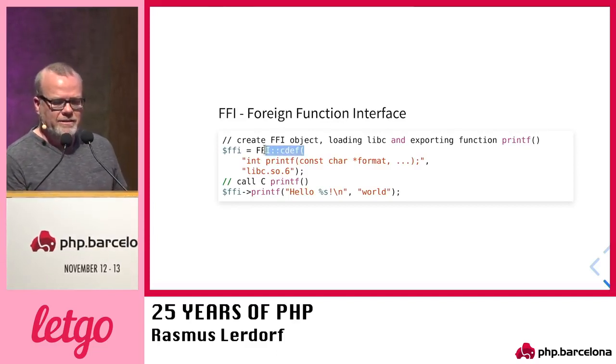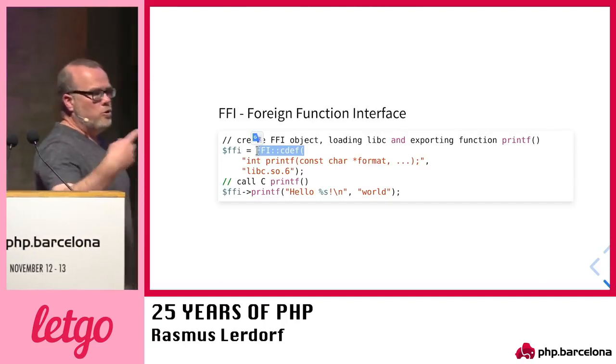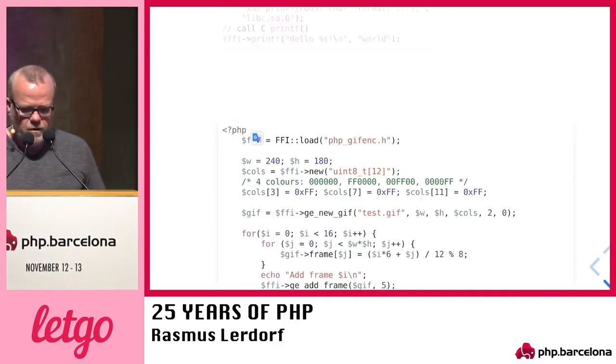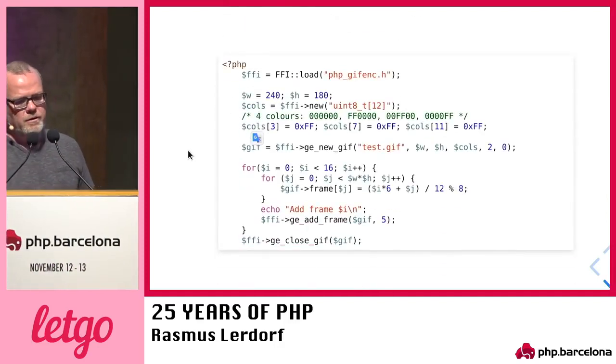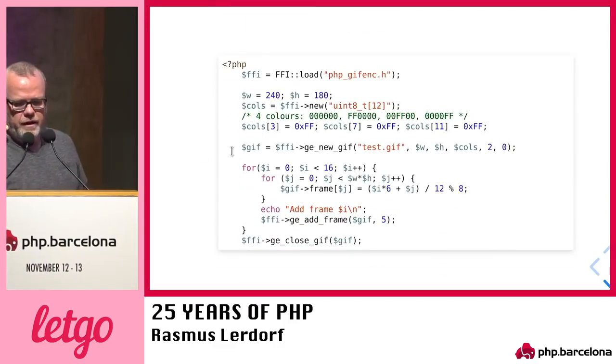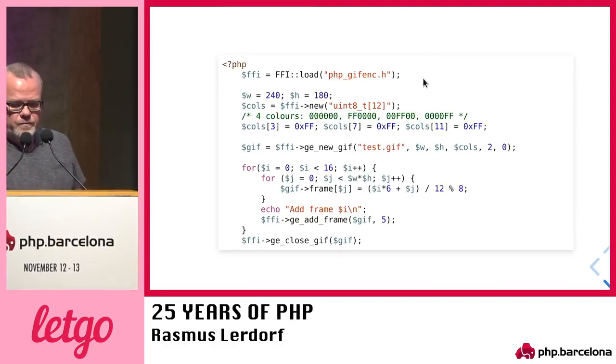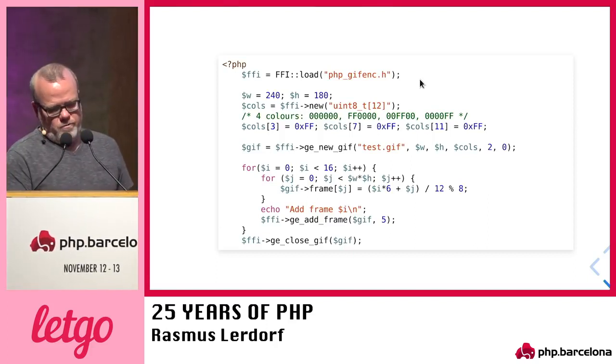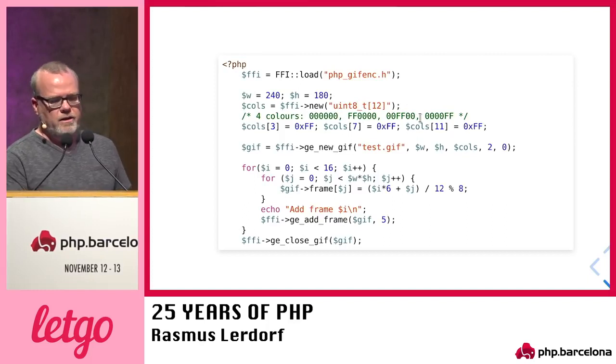However, this line is slow. You wouldn't want to do this on every request. So this is the type of thing you would want to preload. Slightly more complex example. I found this gif-enc thing on GitHub. Very simple library that lets you do animated GIFs. You do a uint8 array with your color schemes, and then there's a couple of functions, which is create a new GIF, create a frame, add the frame, and close it.